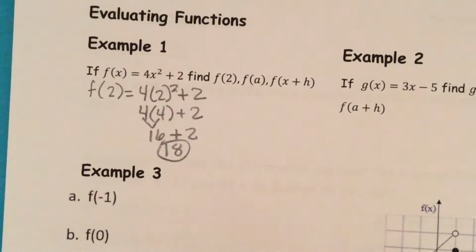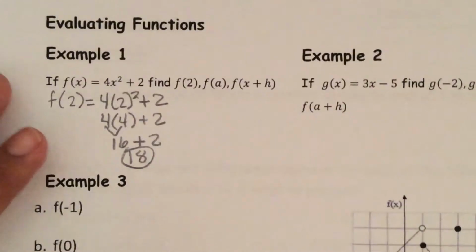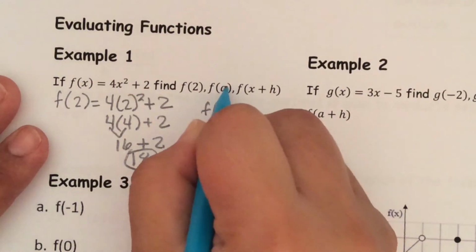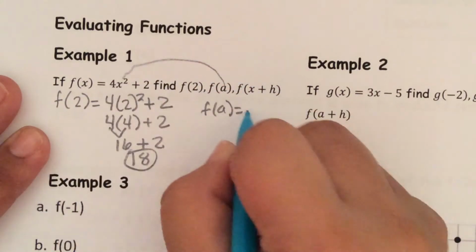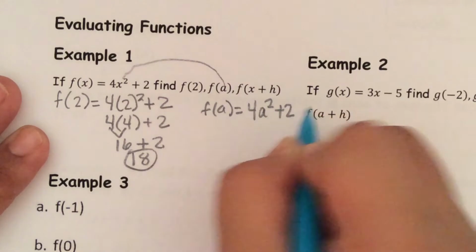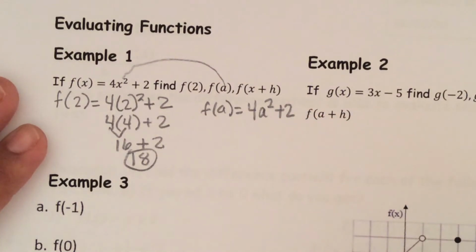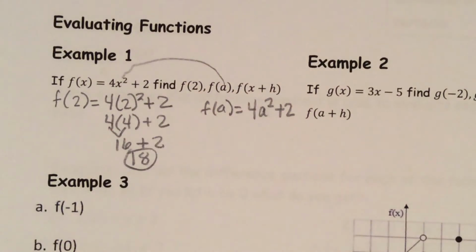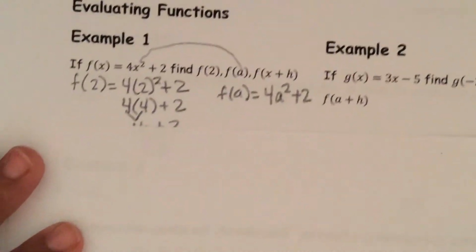Okay, now f of a. For f of a, you're going to just plug the a into the x squared. So that's going to be replacing it. And so you are done right there. That's your f of a. And then we are going to do f of x plus h. Actually, I'm going to use the back of this paper.